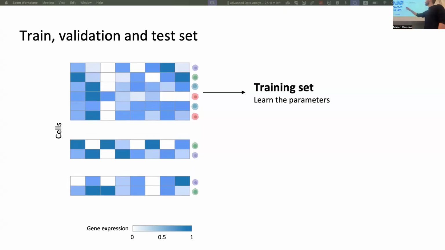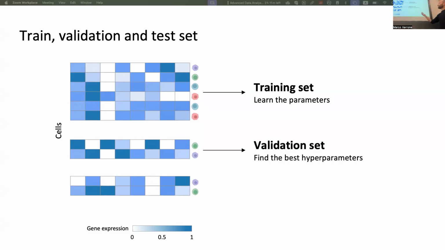So the training set is what the model uses and sees to find the values of the parameters, so weights and biases in this case. The validation set is the data set that the model will see to find the best hyperparameters, so number of layers, how many neurons per layer, and so on. And the test set is the final evaluation, what data you're going to use to say this model has an 80% accuracy. And this test set must be used only once.